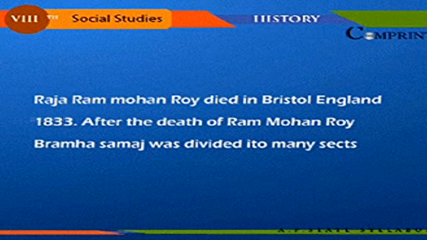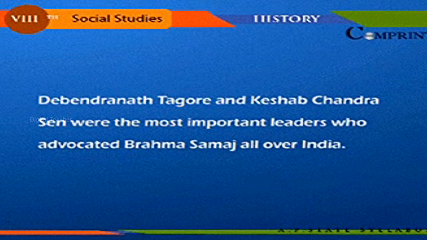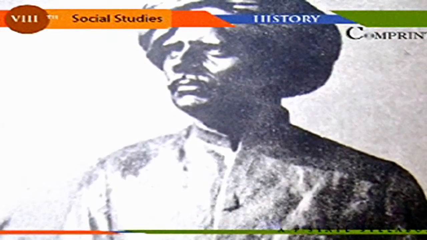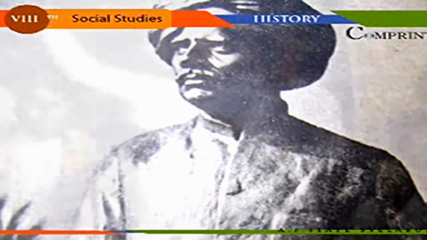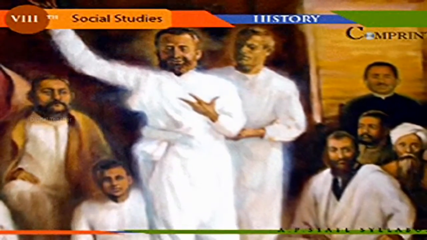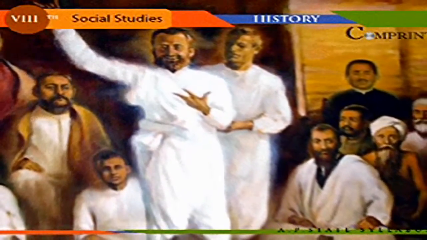After the death of Rammohan Roy, Brahma Samaj was divided into many sects. Debendranath Tagore and Keshab Chandra Sen were the most important leaders who advocated Brahma Samaj all over India. In Andhra, Rajahmundry and Kakinada were the popular centers of Brahma Samaj. The famous social reformers like Kandukuri Veerasalingam, Raghupati Venkataratnam Naidu and Raja of Pittapuram were the supporters of Brahma Samaj.